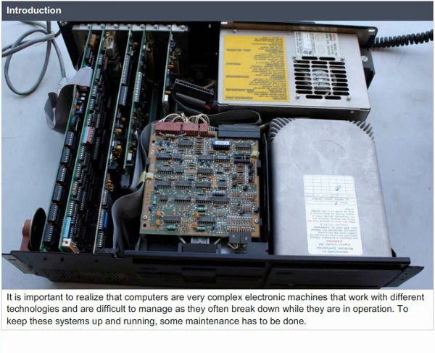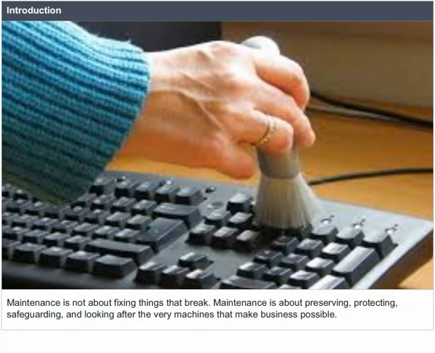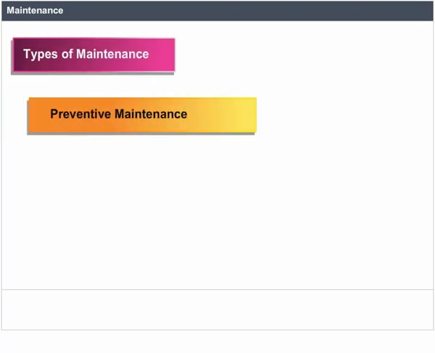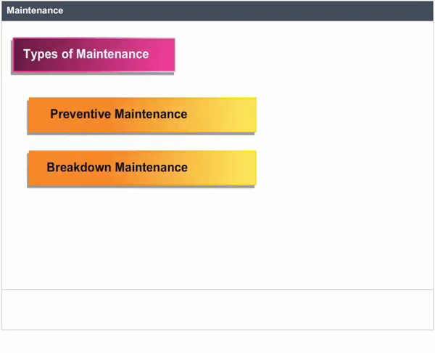To keep these systems up and running, some maintenance has to be done. Maintenance is not about fixing things that break. Maintenance is about preserving, protecting, safeguarding, and looking after the very machines that make business possible. Maintenance can be preventive maintenance or breakdown maintenance.